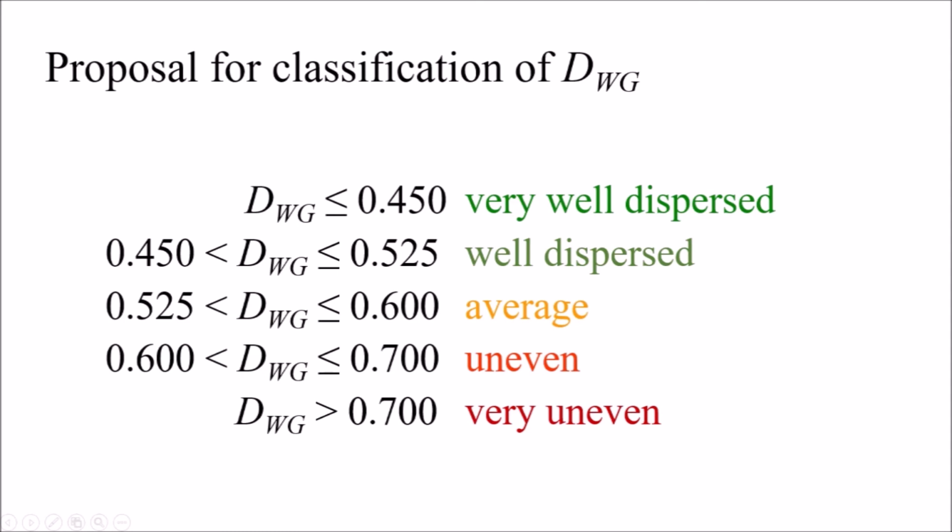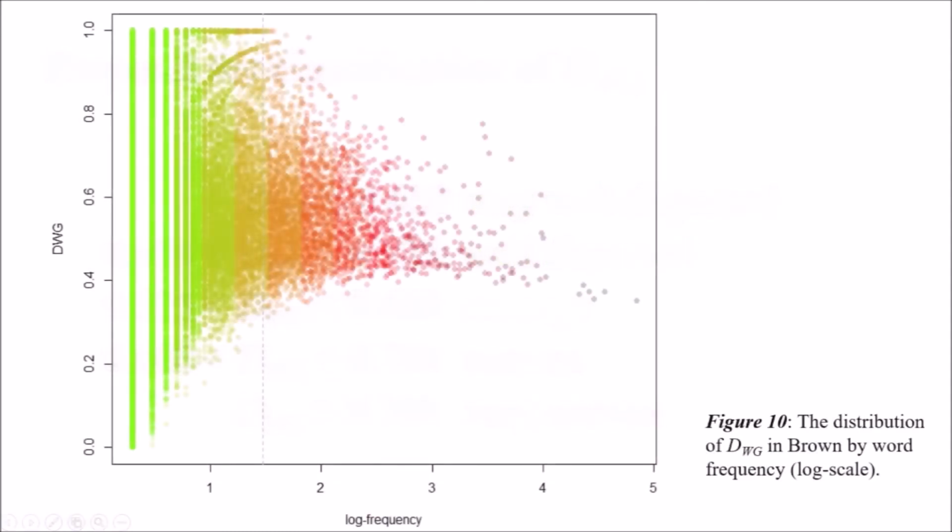I will now look at the relationship between frequency and DWG. This graph shows the data from the Brown corpus. The x-axis shows frequency on a log scale, and the y-axis shows DWG. As you can see, the correlation between dispersion and frequency is fairly low. In my opinion, this is another desirable characteristic of DWG because it shows that the measure successfully maps dispersion and frequency onto 2 distinct dimensions.